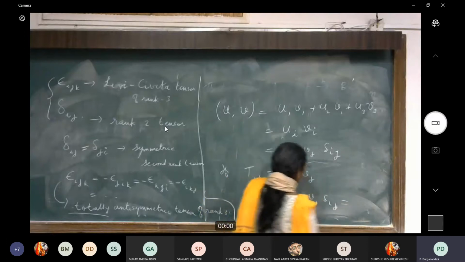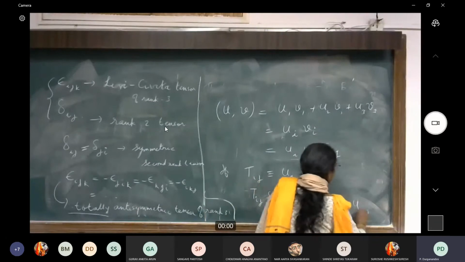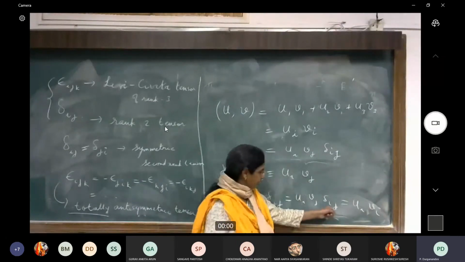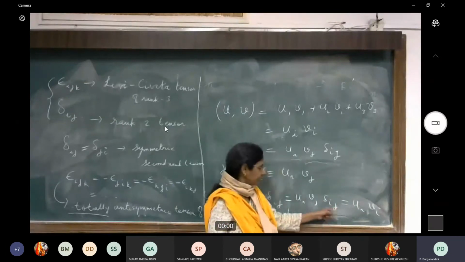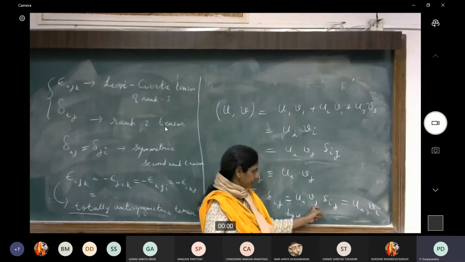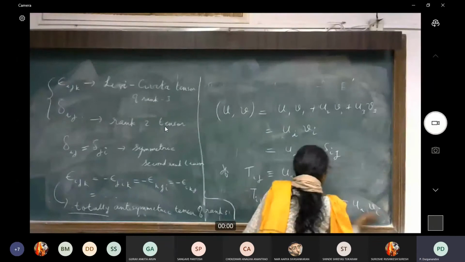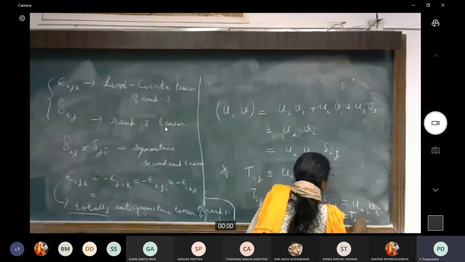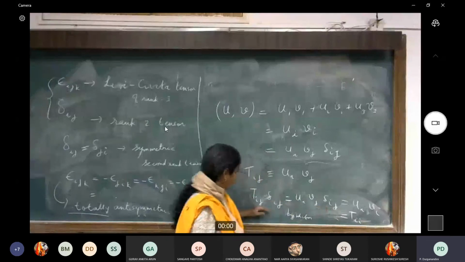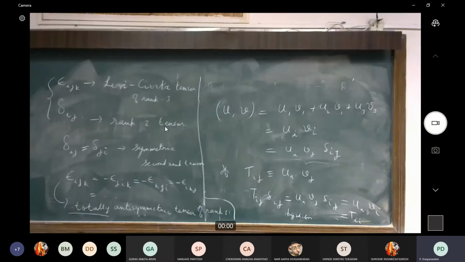But then, because delta ij will be 0 unless i equals j, this is nothing but u_i v_i. So when I have a delta ij, because I know by definition that delta ij will be 0 unless i equals j, wherever the j comes, I can just replace that subscript by i. And if you look at what I've done here, this is nothing but T_ii. So basically I've used the delta ij to contract this second rank tensor, which I built up from the two first rank tensors u and v.